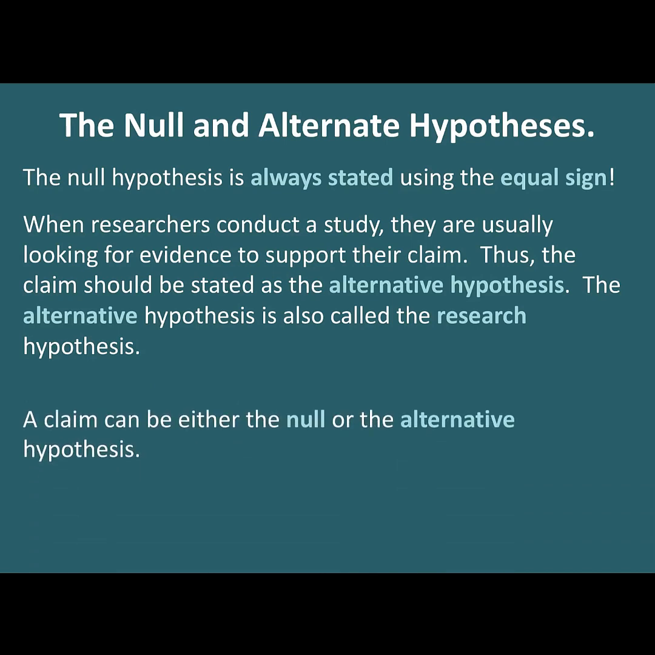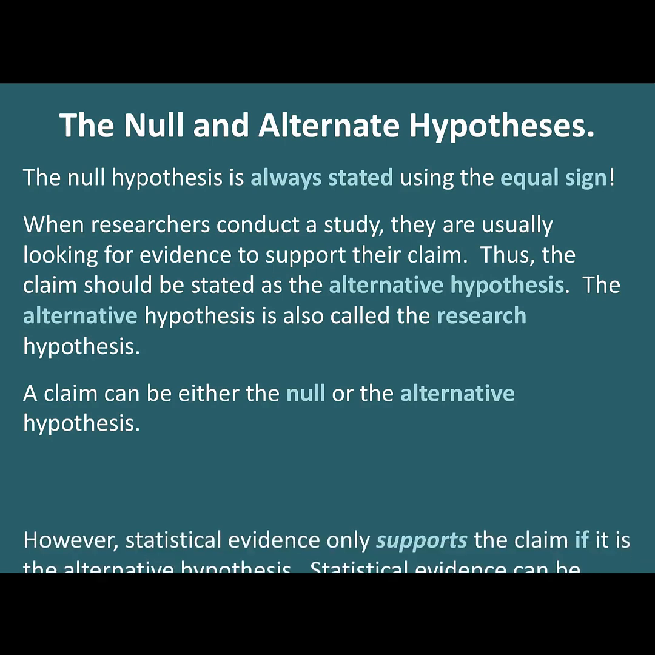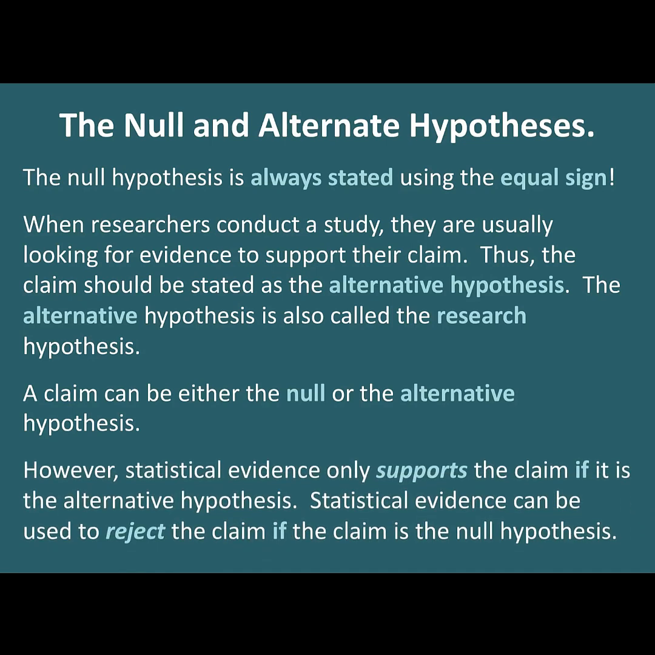The alternative hypothesis is also called the research hypothesis. Keep in mind that a claim can be either the null or the alternative hypothesis. However, statistical evidence only supports the claim if it is the alternative hypothesis. Statistical evidence can be used to reject the claim if the claim is the null hypothesis. This last statement is very significant. Pause the video, read this last statement a few times, and make sure you understand it.